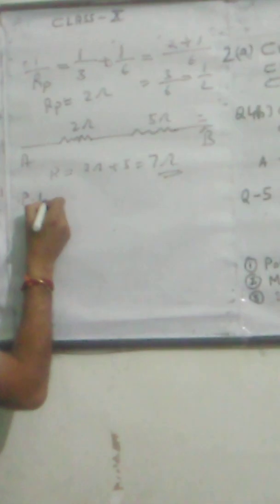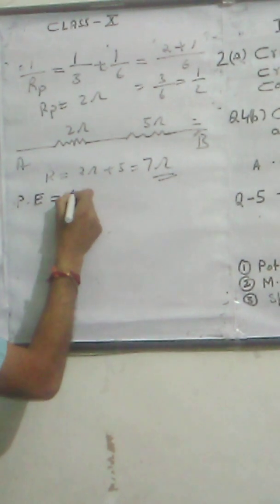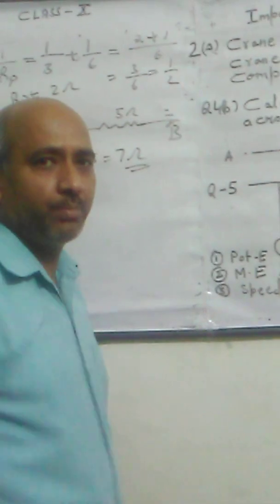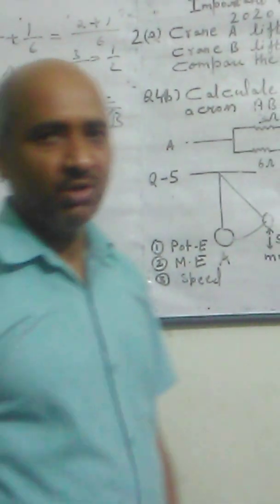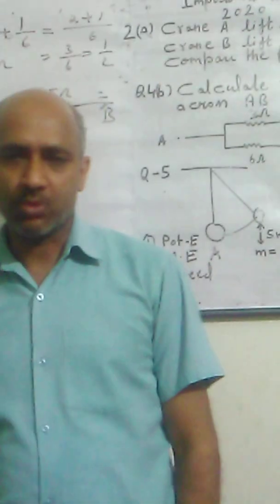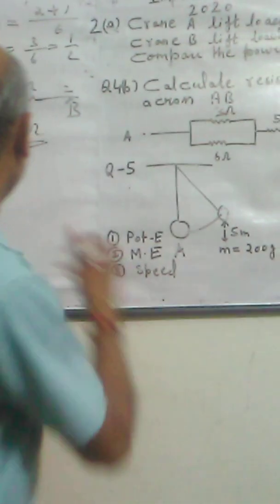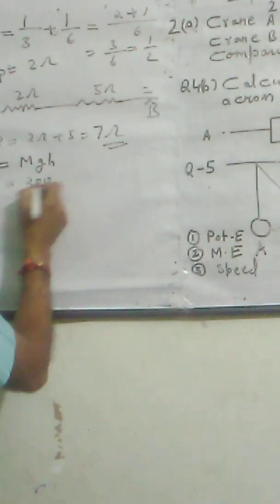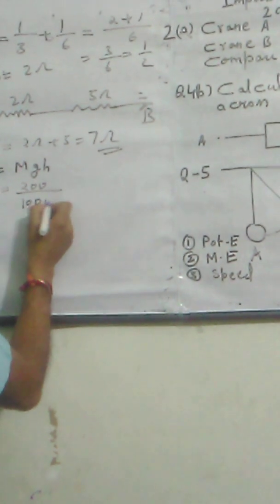So finding the potential energy, we know the formula mgh, and h is taken from the ground. We have to measure h from the ground. So now put the values. Mass is how much? 200 grams. So 200 grams can be changed into kg by dividing by 1000.